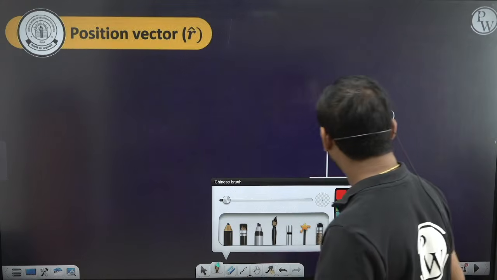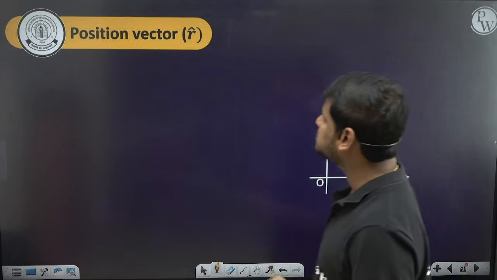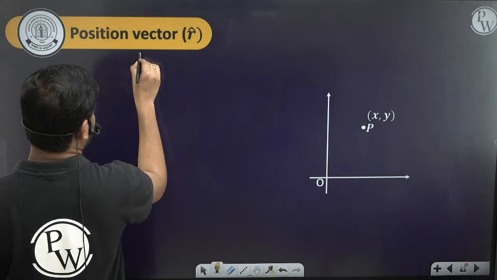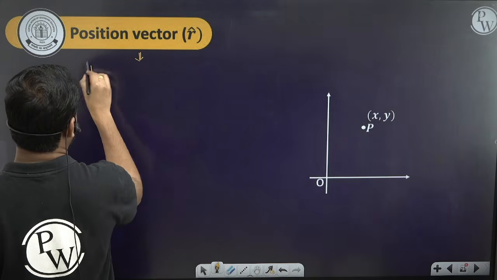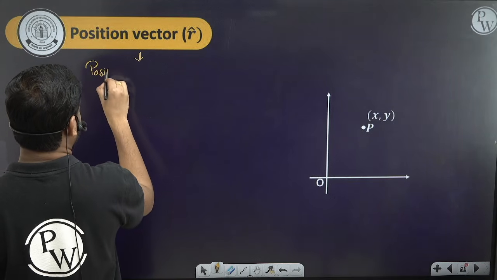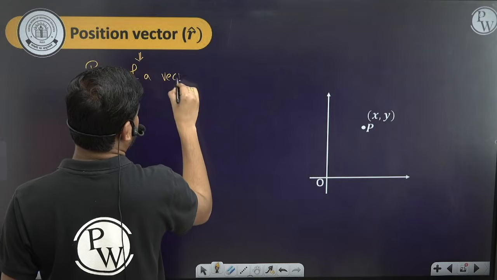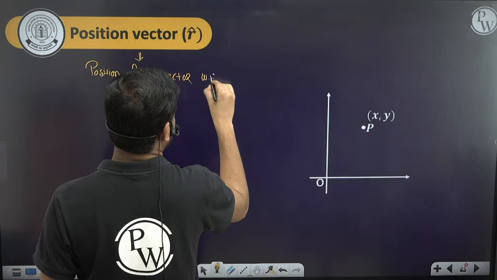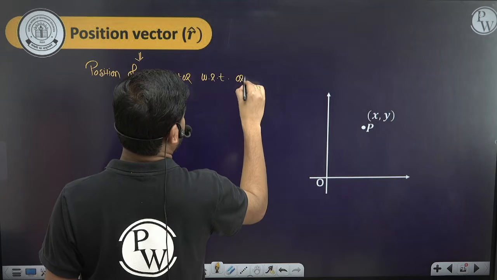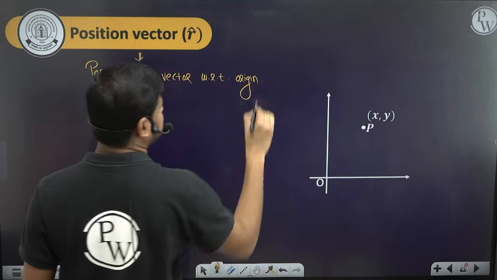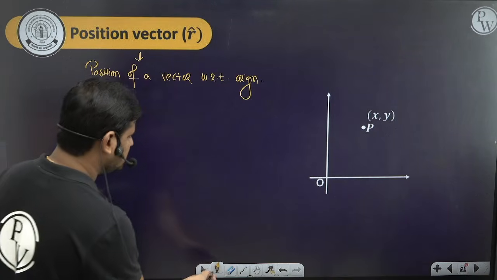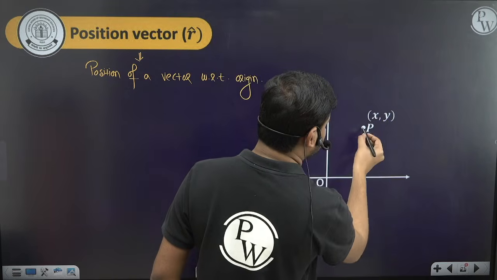Now let's move on to the next concept, the position vector. The position vector is nothing but the position of a vector with respect to the origin. For example, there is a point P.